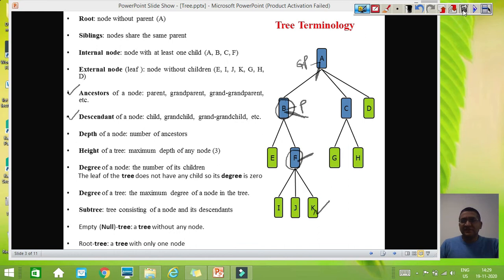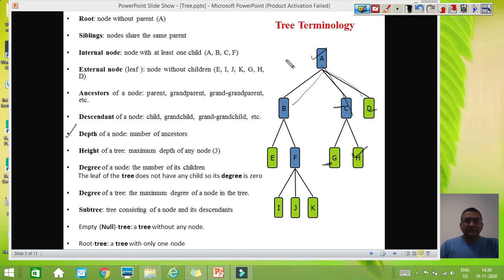Descendant is just the opposite of this concept. All the nodes that appear below the given node are said to be descendants. For example, the descendants of this node are this, this and this, and again this is also a descendant. We again have the relationship that C is a child of A, G is a grandchild of A, and D is a child of A. So these are all descendants. If you find nodes which are connected and appear below that node, then these types of nodes are said to be descendants.